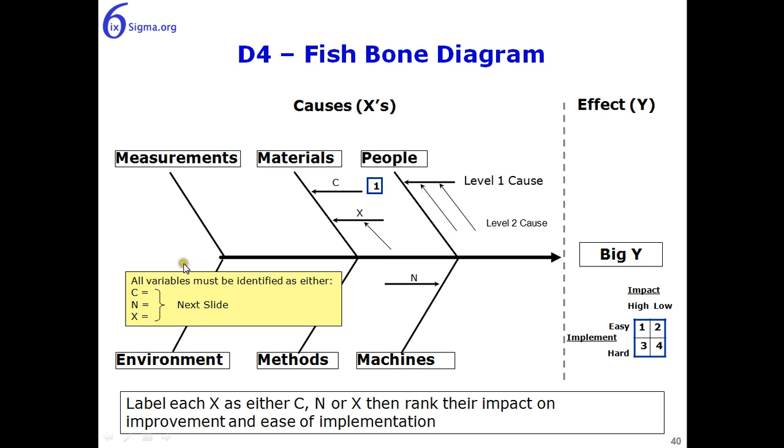I'm going to move all the way around the fishbone diagram, and then I'm going to select, in the first case, the number ones, because they are the easiest to implement and they have the highest impact on eliminating or removing the defect of the big Y. All right? And then I would move on to the number 2 items and the number 3 items. So that's another way to screen down this multitude of issues into a shorter list.